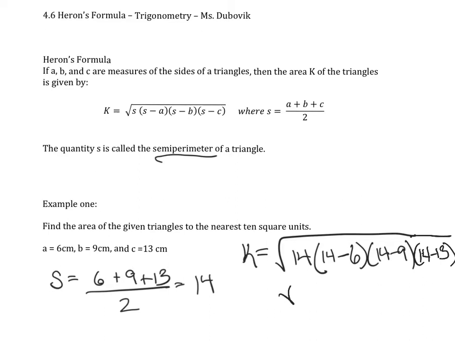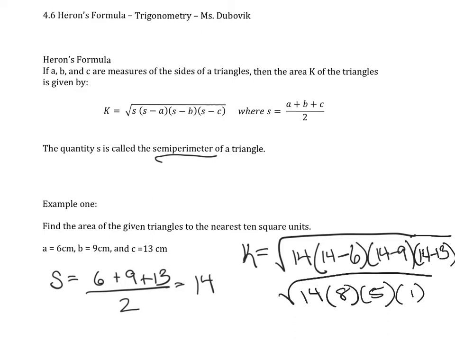So let's clean this up like I usually do. You're going to have 14 times 8 times 5 times 1. Now, do you have to do this? No, you could just enter everything into your calculator, but I like to make sure that I'm doing everything correctly. So you're just going to do the square root of 14 times 8 times 5 times 1.